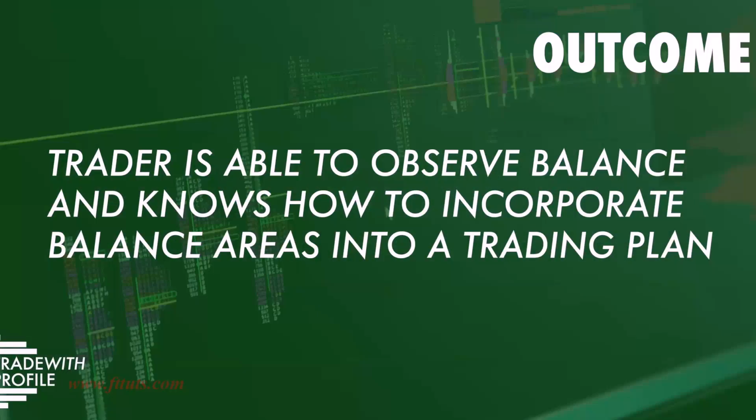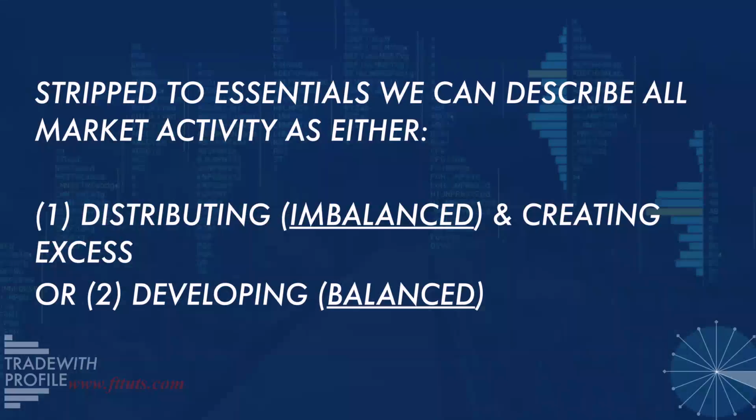The outcome of this module is that you're going to be able to observe balance and know how to incorporate balance areas into a trading plan. Now, if you recall from other modules, stripped to essentials, we can describe all market activity as either distributing, also called imbalanced, and creating excess, or developing and balanced.